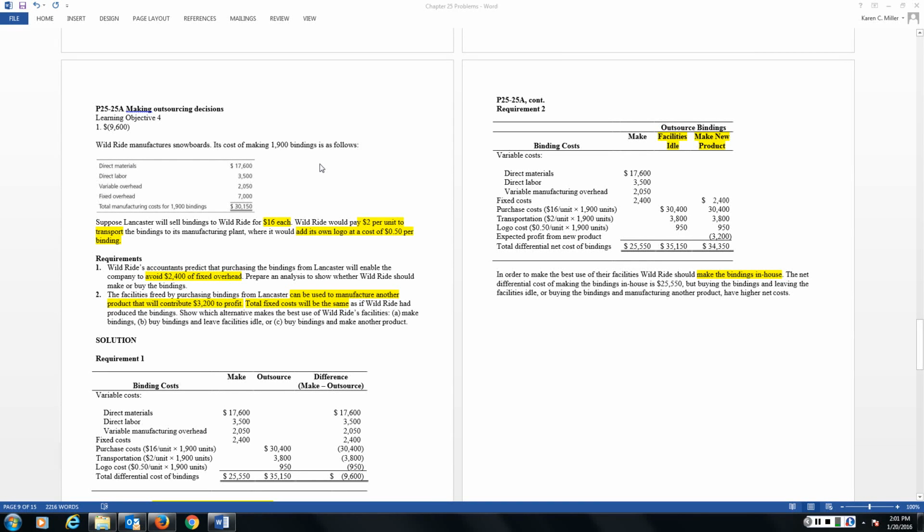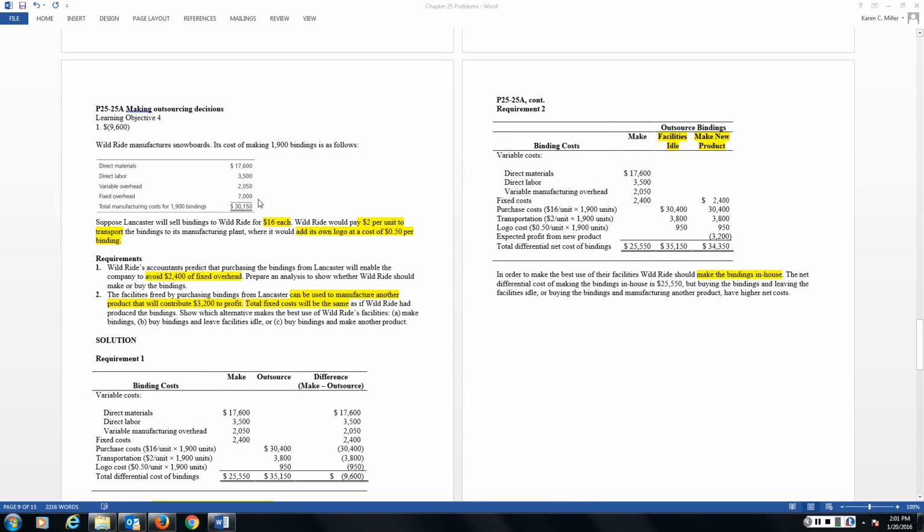for $16. And if this order were to take place, Wild Ride would have to pay $2 to get the bindings to their manufacturing facility and another 50 cents to add their logo to the binding. And so as Wild Ride has analyzed the possibility of outsourcing this product and purchasing their bindings from Lancaster, they have recognized that they could possibly avoid $2,400 of the $7,000 in fixed overhead.